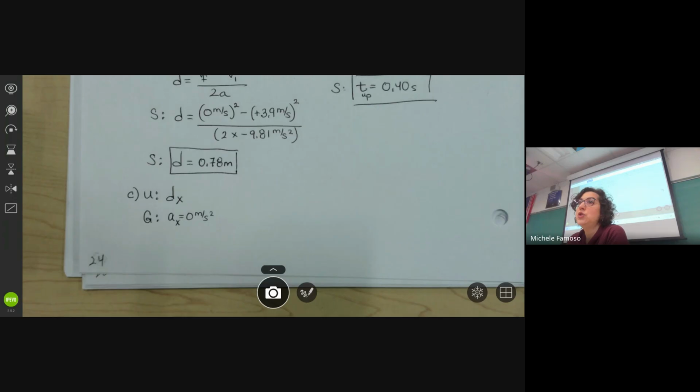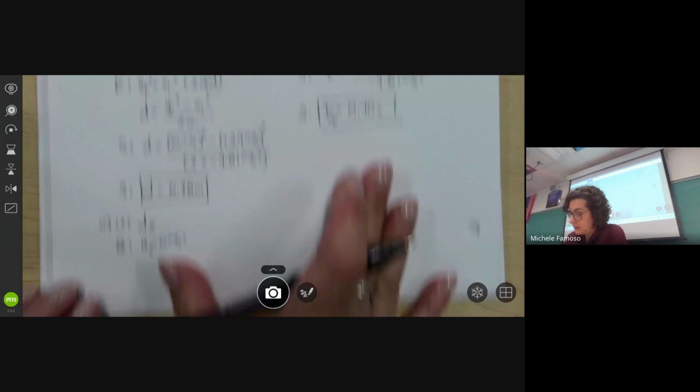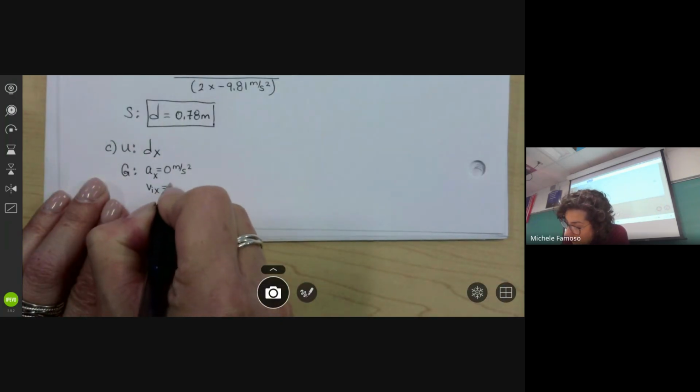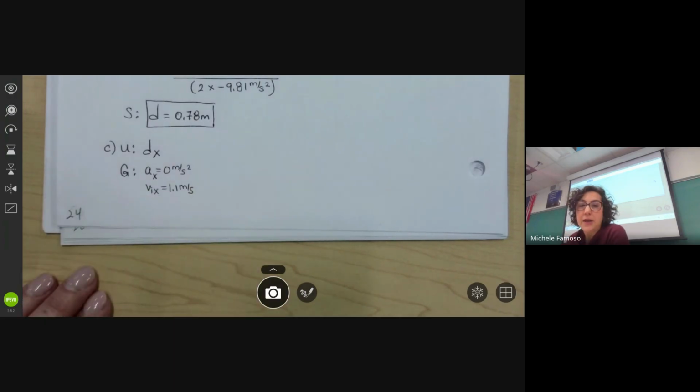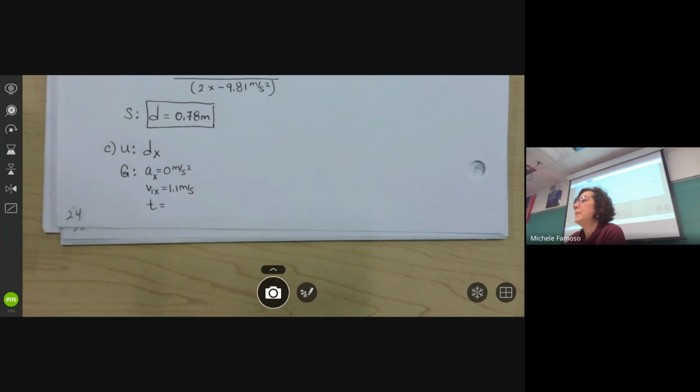What else do we know about the X direction in this problem? Look back at what I gave you here. What else do I know about the X direction in this question? Haley? That's right. The VI in the X direction is 1.1 meters per second. The other thing you should know is now the time. How much time is it going to spend in the air before it gets caught?